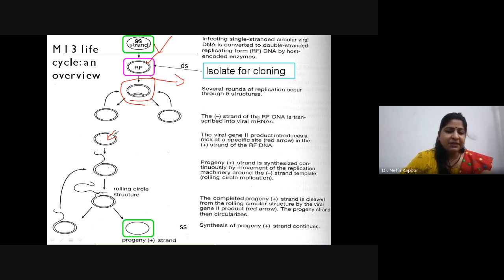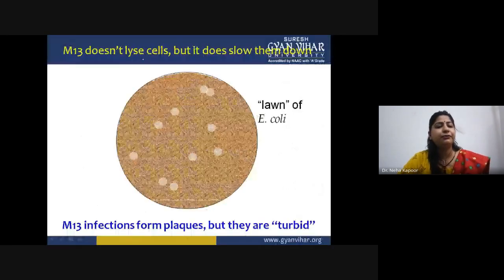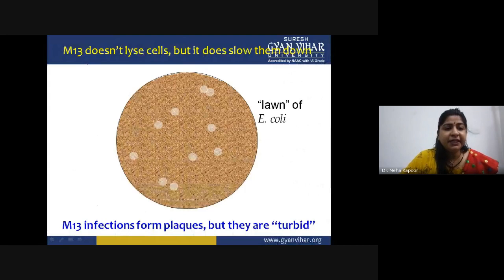Then the progeny plus strand is synthesized continuously by the movement of the replication fork around the negative strand. Due to this complete circularization and rolling, this mechanism is known as the rolling circle mechanism, and we have a progeny of positive strand, in the single stranded form. This is the complete M13 life cycle, but our interest is this double replicative form that we isolate for cloning. However, M13 phages don't lyse the cell, as I told you, this is an exception.